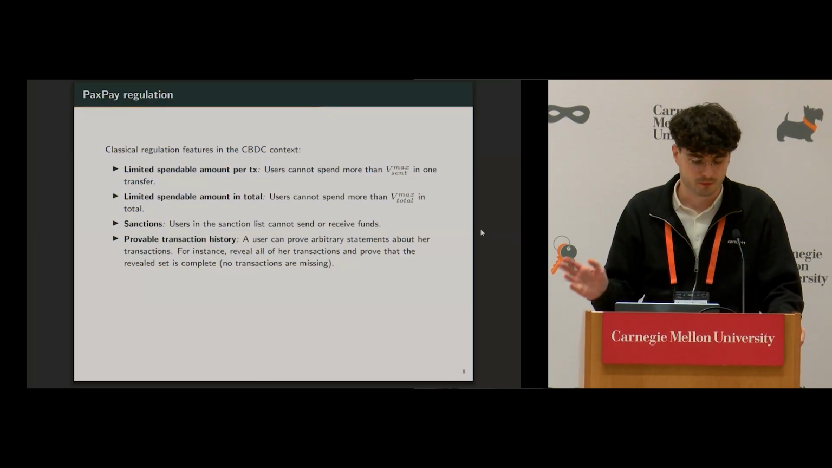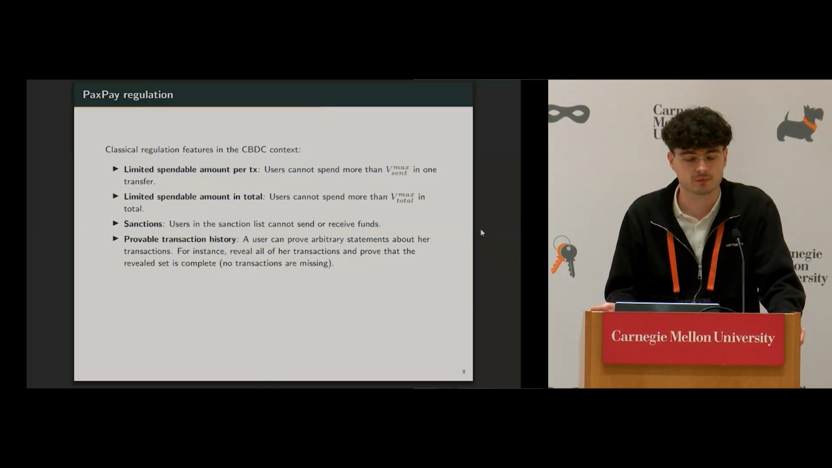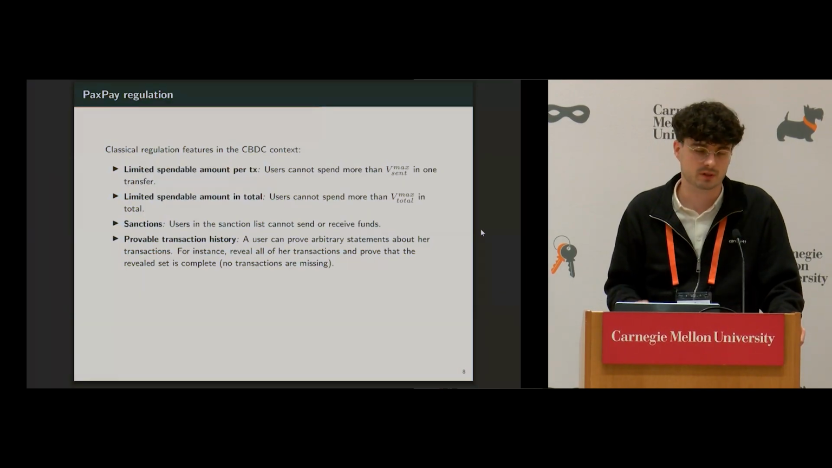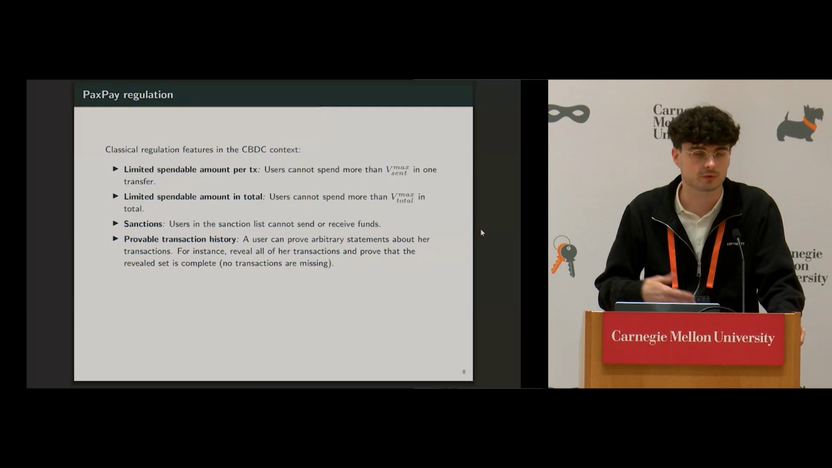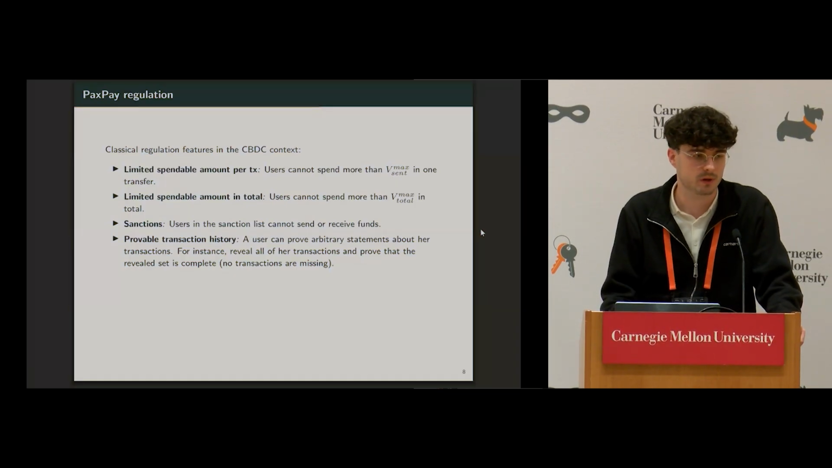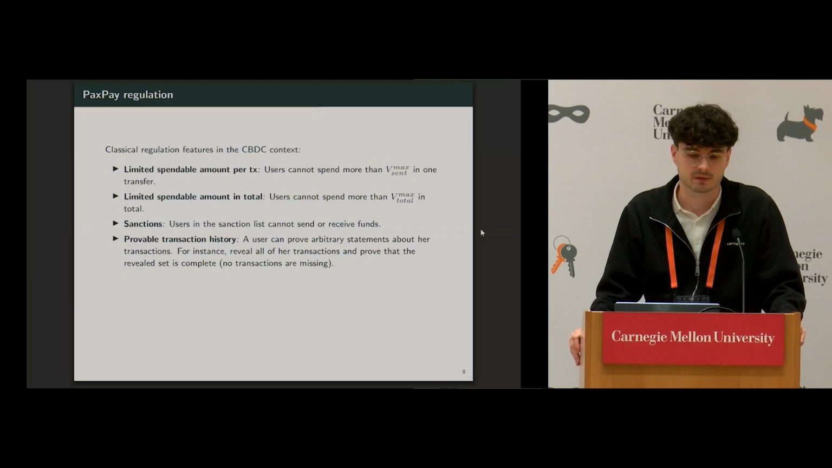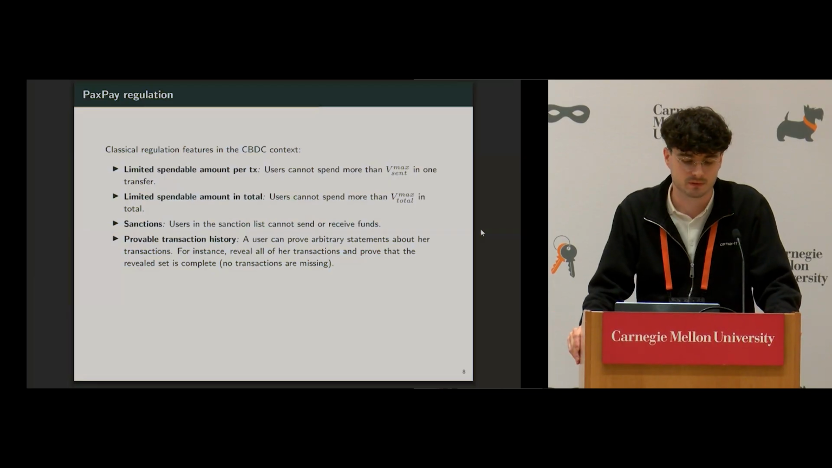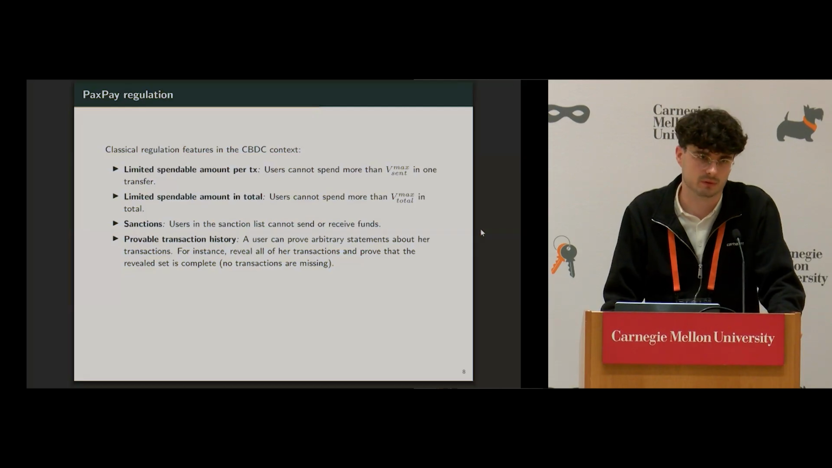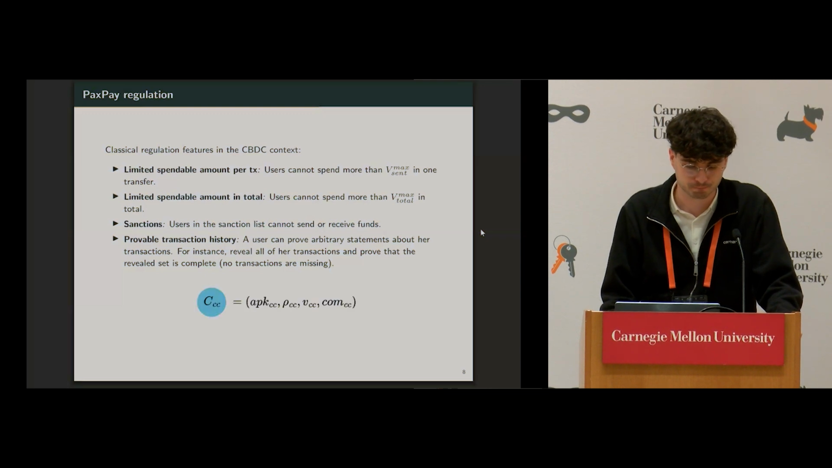And finally, we provide a way for users to make proofs about their transaction history without revealing the whole transaction history. They can just prove particular statements, for instance, that their income pattern is valid. This is especially useful for anti-money laundering, which is a requirement for the CBDC regulations.